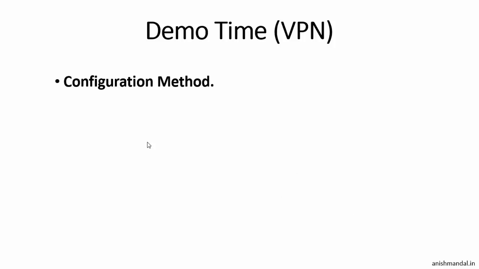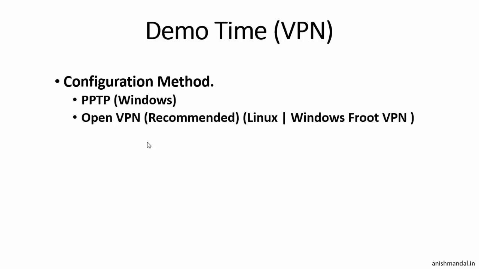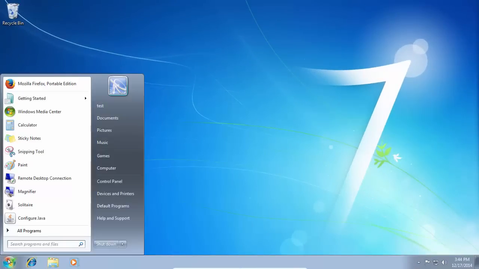In this demo we will see various configuration methods: PPTP on Windows, then OpenVPN installation and configuration on Linux. I am going to show you the configuration using two providers, one is VPN Book and the second is Fruit VPN, two free VPN service providers, where VPN Book also has subscription-based services which provide you more speed. So let's start. First we will look at how to configure PPTP VPN on a Windows machine.